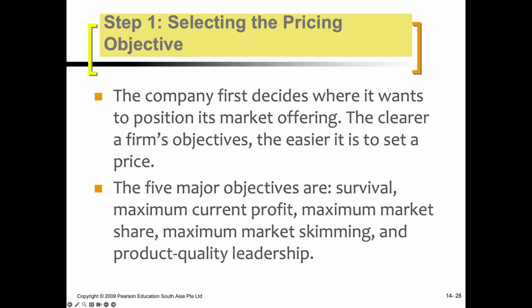Yeah, these are the details of the steps. So for the objective, there are five major objectives: survival, maximum current profit, maximum market share, maximum market skimming, and product quality leadership.